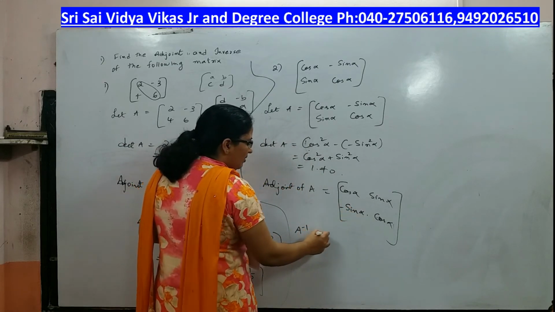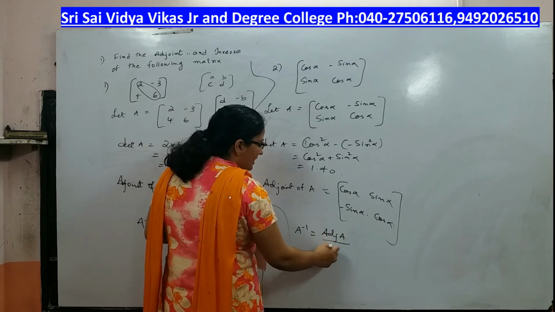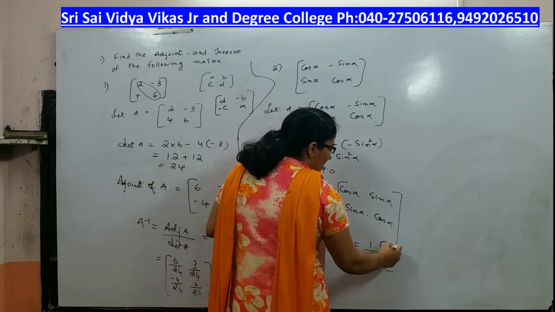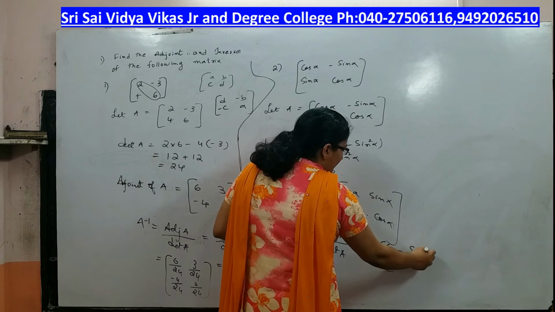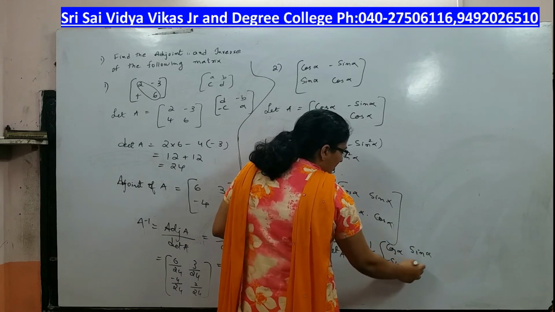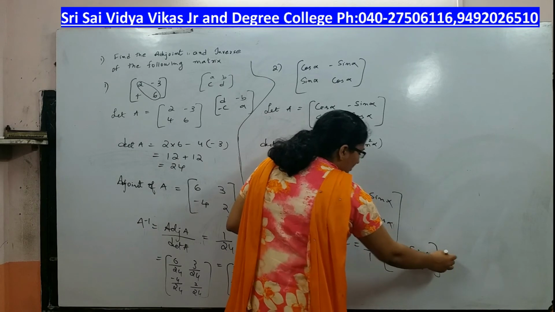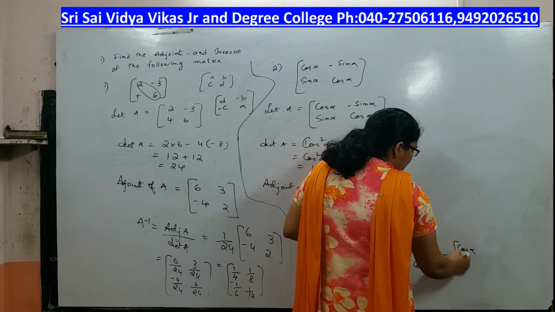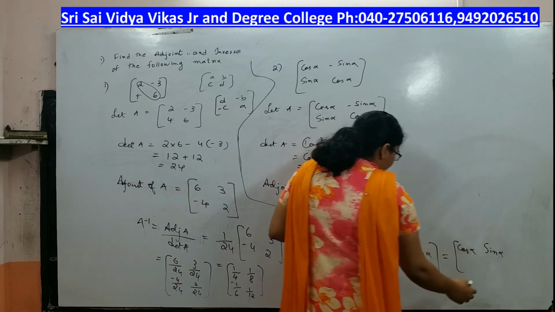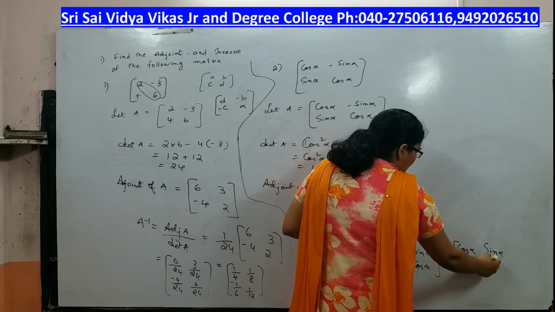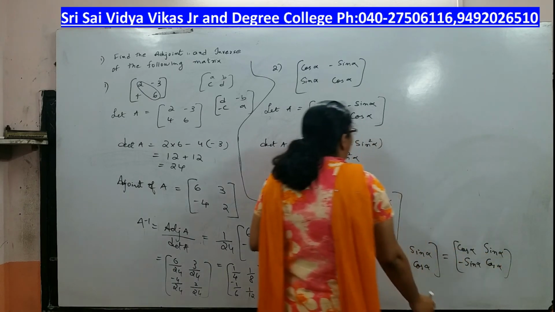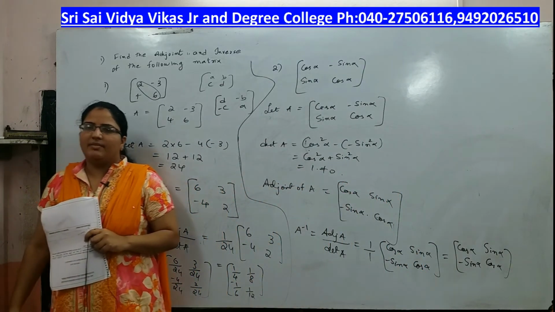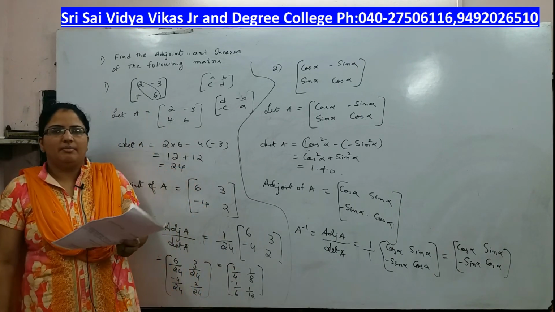A inverse is equal to adjoint A by det A. Det A is anyway 1. So you get 1 by 1 into cos alpha, sin alpha, minus sin alpha, cos alpha, that is equal to 1 into this whole thing: cos alpha, sin alpha, minus sin alpha, cos alpha. So this is the inverse of the matrix. Next we shall see how to find the inverse of a 3 by 3 matrix.